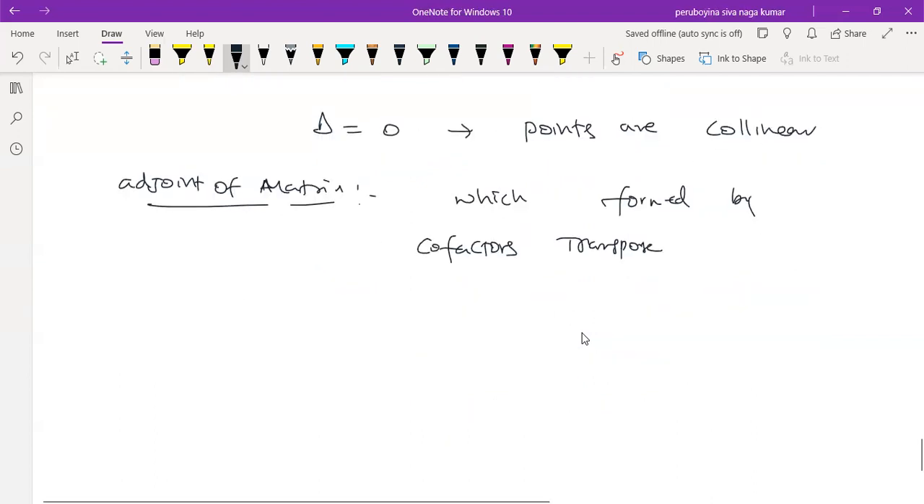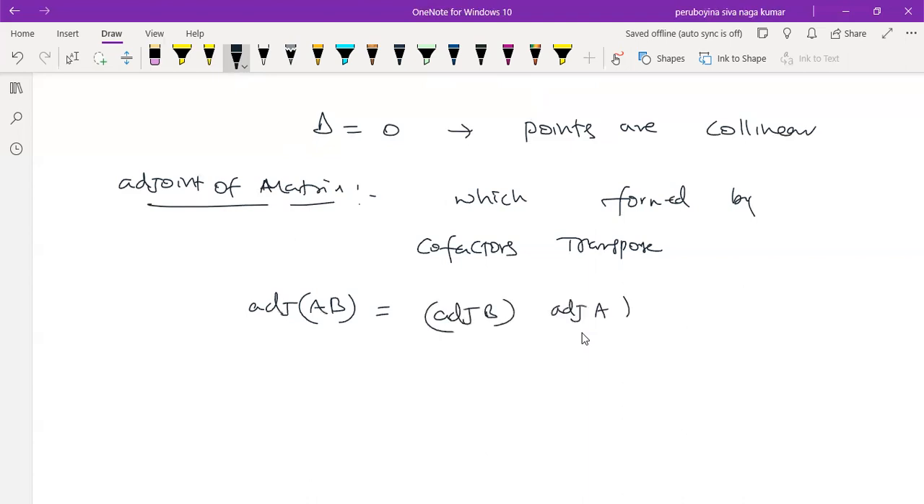And properties of adjoint. Adjoint is denoted by adj A. Suppose take adj of AB is equal to adjoint of B into adjoint of A. Okay. And determinant of adjoint A is the most important point: determinant of adjoint A is equal to det A power n minus 1. And here det A should not be 0.